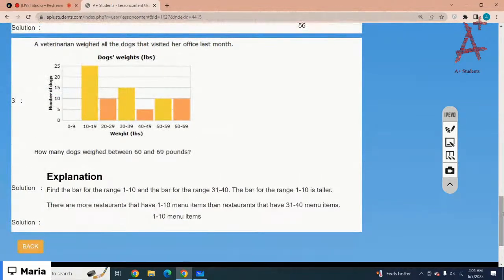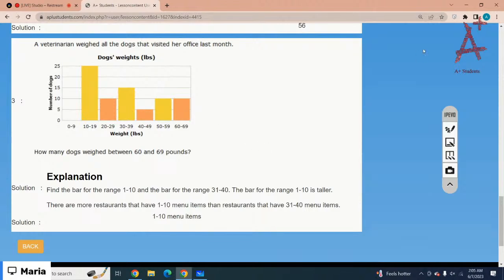Okay, the next one is about a veterinarian. A veterinarian weighed all the dogs that visited her office last month. How many dogs weighed between 60 to 69 pounds? So you have to read the value. Here you have the column for weight 60 to 69. You can just match the value here. That means 10 dogs that visited last month weigh between 60 to 69 pounds. Got it?